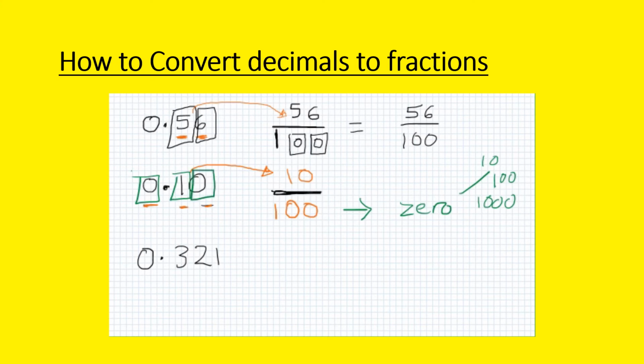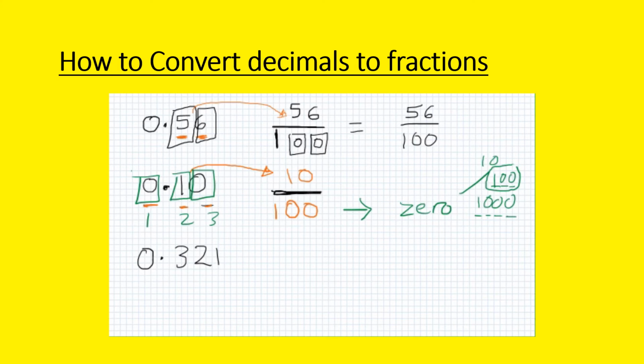This one had space for 3 digits. 1, 2, 3 digits. So that means you can't use 1,000 because that's 1, 2, 3, 4 digits. We could only have used 100 because this has got 1, 2, 3 digits. Let's have a look at the next one.